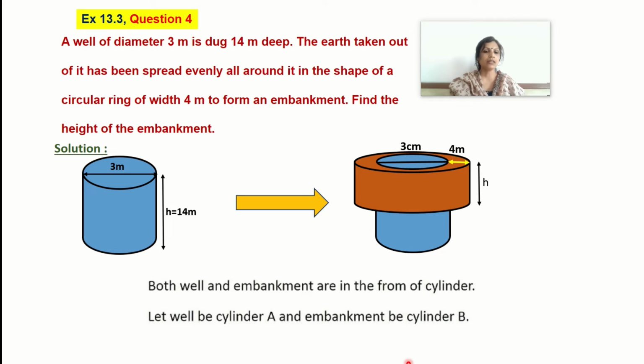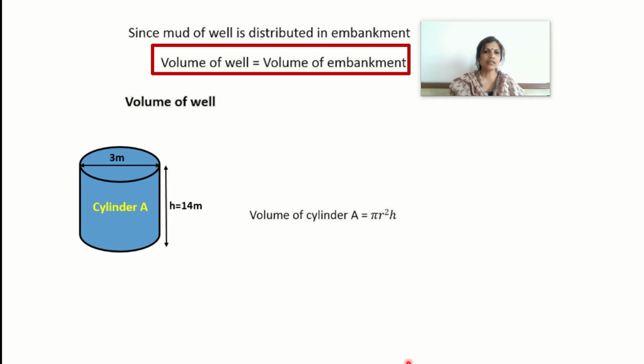Let's mark the well as cylinder A and the embankment as cylinder B. And let's try finding the volume of both cylinder A and cylinder B. Then we will equate the volumes and then we'll be able to find the height of the embankment. So let's do that. Since the mud of the well is distributed in the embankment, just now I said volume of well and volume of embankment will be same. So let's start finding volume of the well.